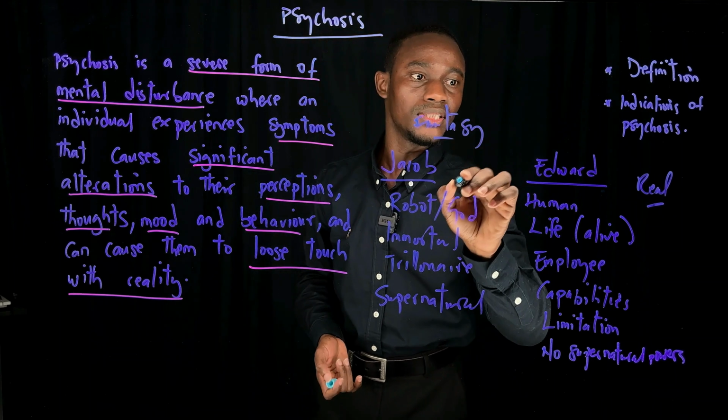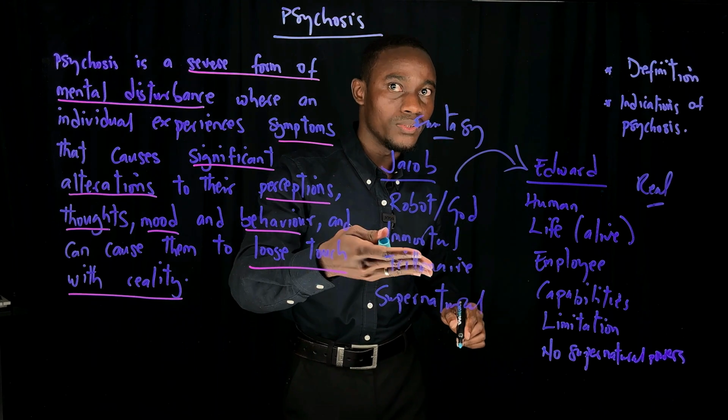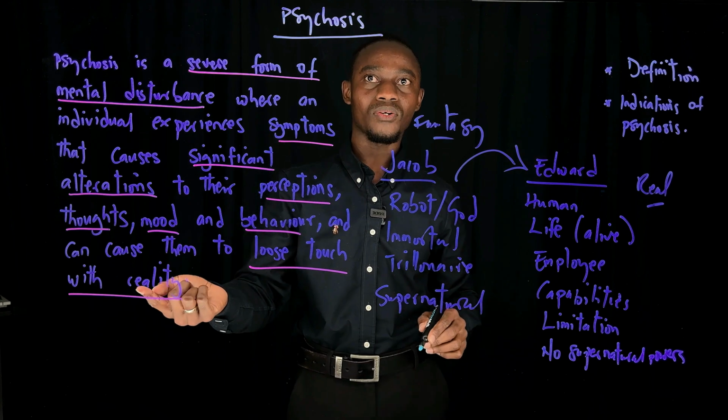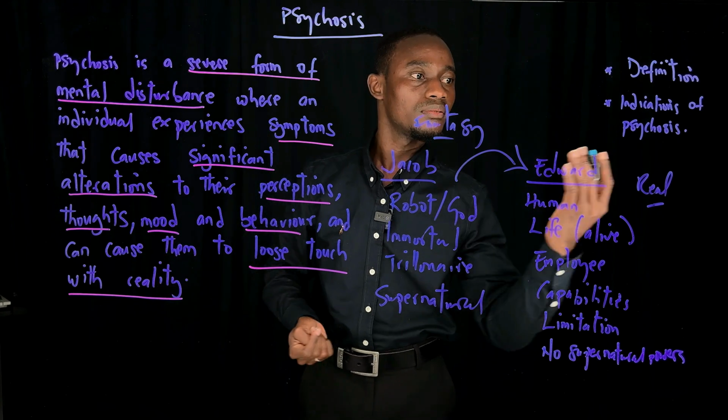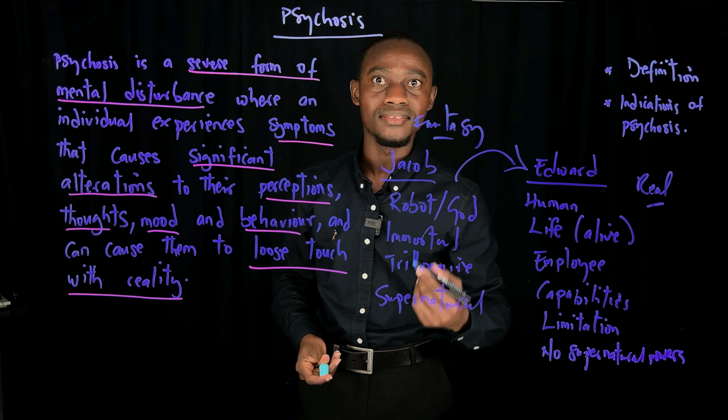So comparing Jacob to Edward, Jacob may be having a kind of psychosis such that he is losing touch with reality and cannot even differentiate between reality and fantasy. That is how debilitating psychosis can be. Alright, we are going to end here. We will continue in another lecture video where I'll talk about the signs and symptoms of psychosis.